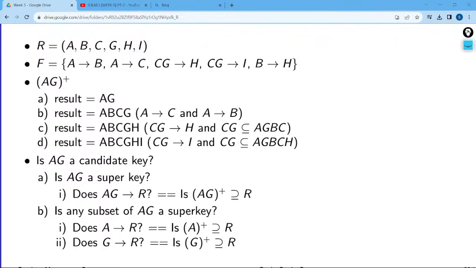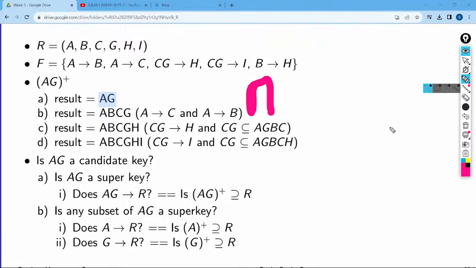Let's start. So let's say we want to find this. This is the set of functional dependencies that exist. What we need to find is AG plus, the superset or the closure set of AG. So let's take AG. What we are doing is finding AG plus.